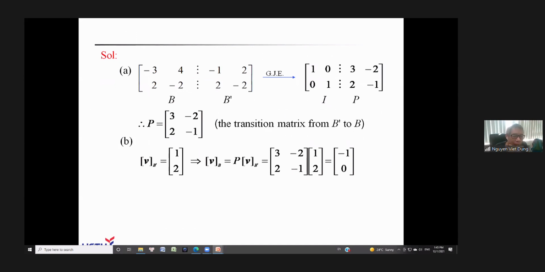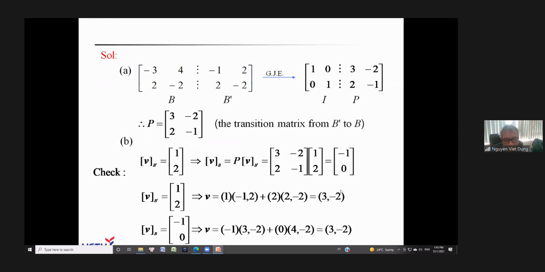And for the second one, whenever we have a P, we can apply the formula to change the coordinates. It is here: the coordinate column of V relative to B equals the matrix P multiplied by the coordinate column of V relative to B prime. So finally we get that result. And you can verify that one.